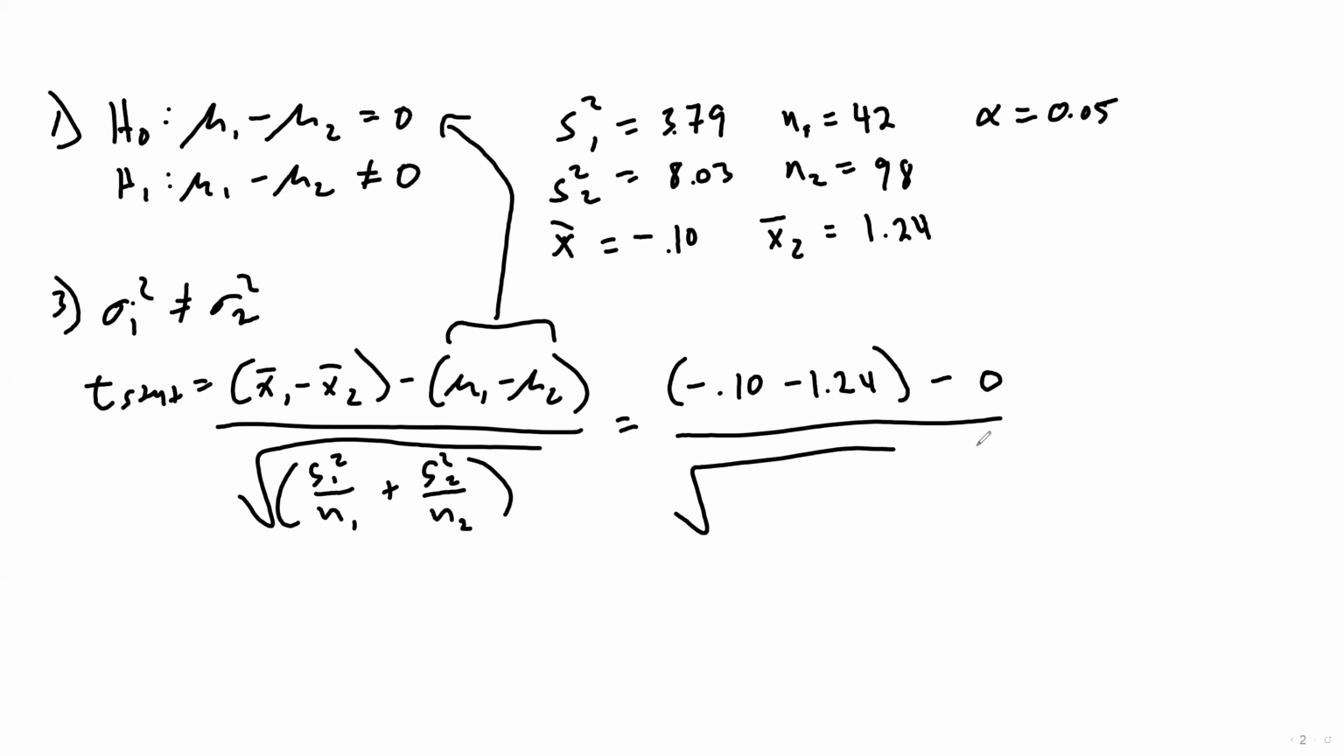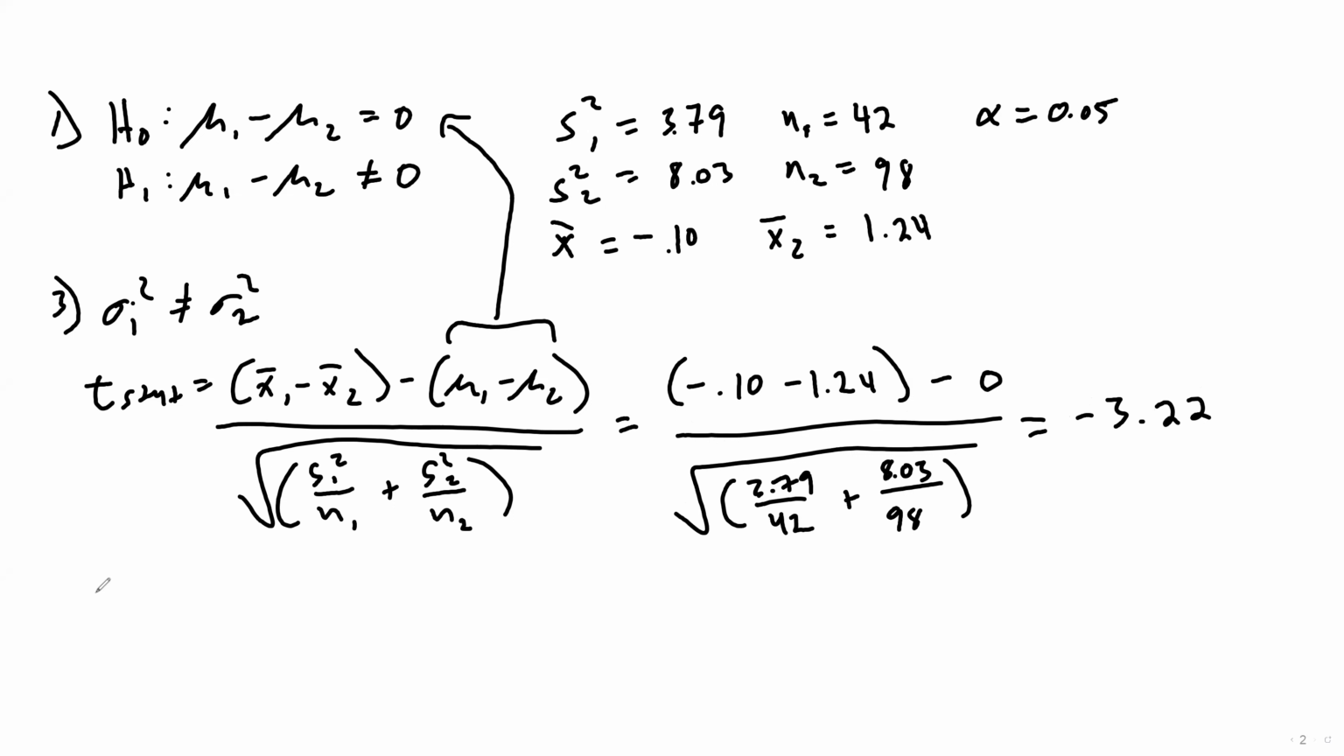divided by the square root of 3.79 divided by 42 plus 8.03 divided by 98. Now, if you were to do all this math, the value you would get is negative 3.22, which is already a pretty high value, so you can kind of make some assumptions already.